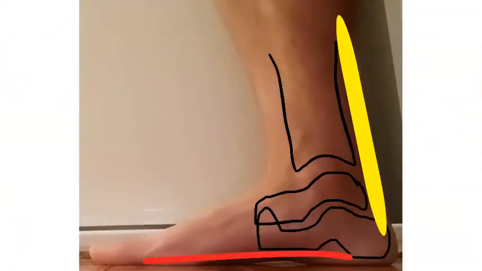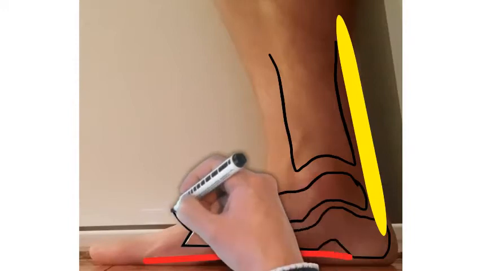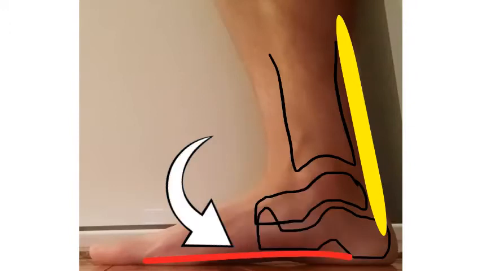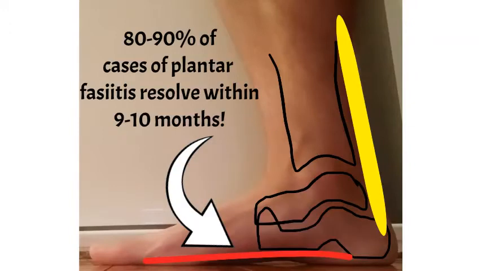Now, this is what it looks like from the side. So the plantar fascia is in red there, running from the heel up to the toes. As I said, it's responsible for holding up your arch. The good news is that about 80 to 90% of cases resolve after 9 to 10 months, but there certainly are patients where it persists for a long period of time and can be very difficult to treat.